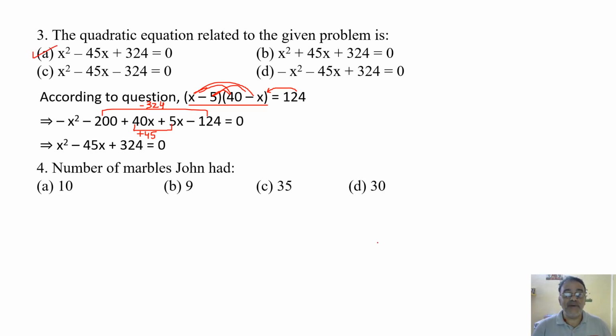Now the number of marbles John had. So we have to solve this equation, right? So the product is plus 324, and the sum is minus 45. Now the product is positive, so we have to find the two factors of 324 such that their sum is 45.